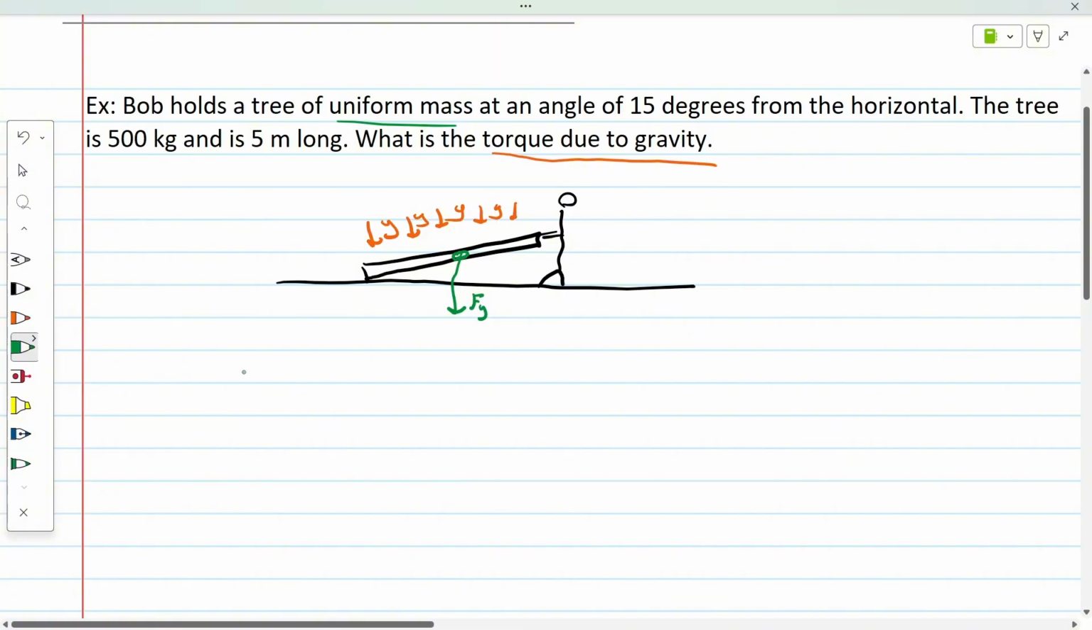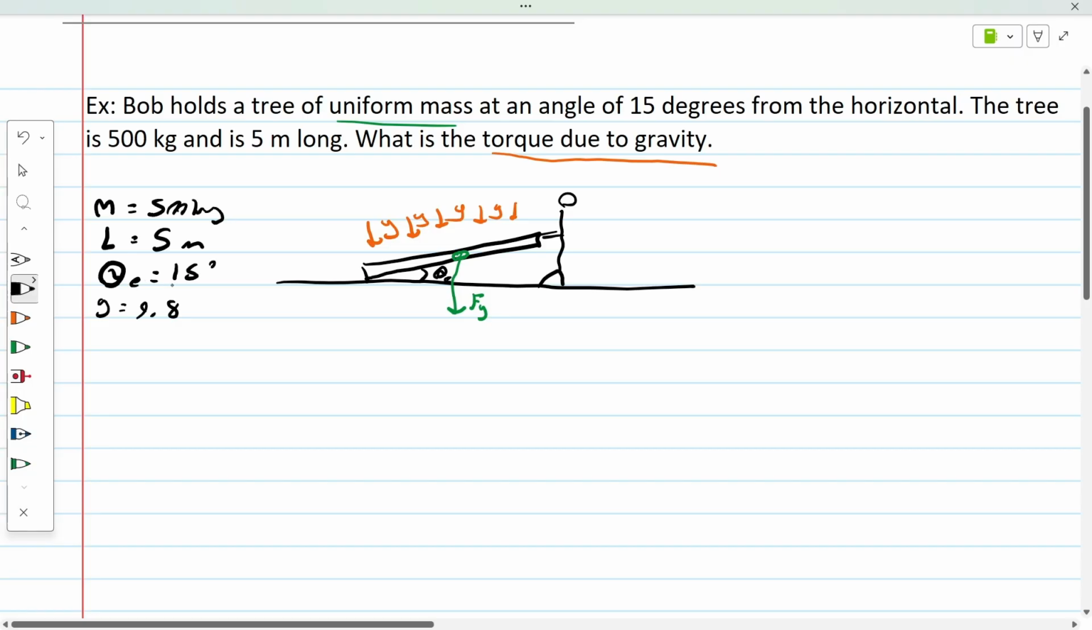Now let's write our variables too. We have the mass of the tree, which is 500 kilograms. We have the length of the tree, which is 5 meters. We have the angle, and I'm going to call this the angle with the earth, angle E. And that's 15 degrees above the horizontal. So we have this angle right here, and that's the angle of the earth. We also know gravity equals 9.8, obviously.